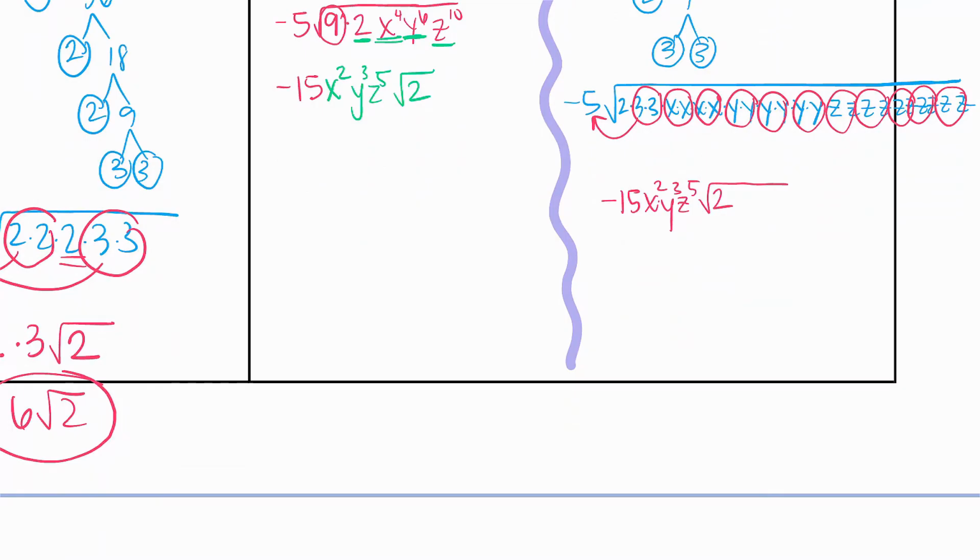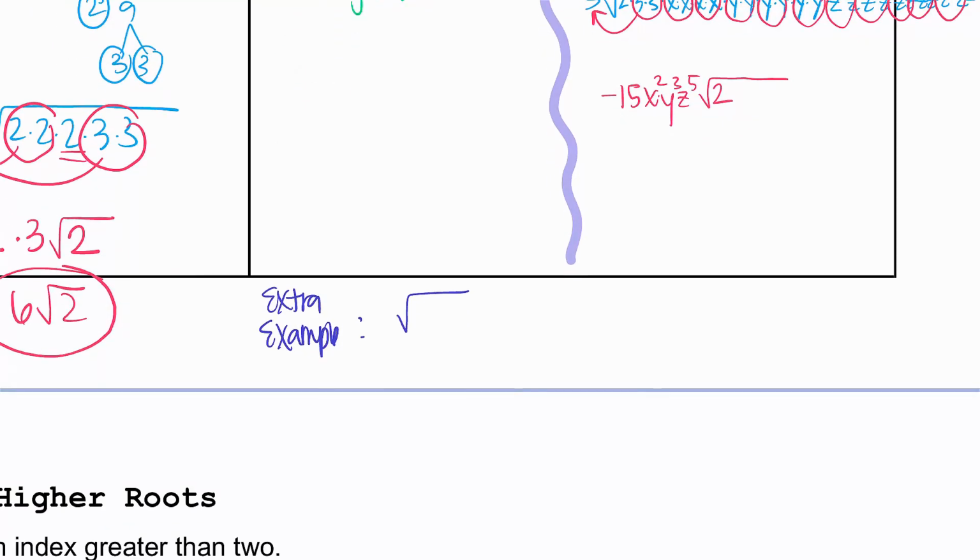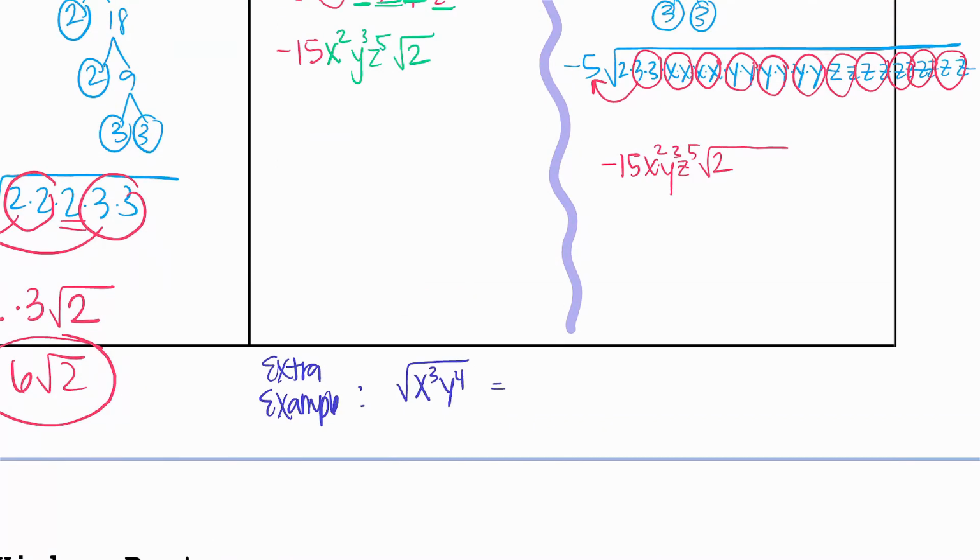Okay, I'm actually going to add just a really quick extra example right here of what might happen if we do have some leftover variables. So if I have x cubed y to the fourth, I'm going to just kind of think through this one without writing it out like we did right here. So if I'm thinking of x cubed, how many pairs can I make with that? Well, I can make one pair, but I don't use all of them. I have one left over.